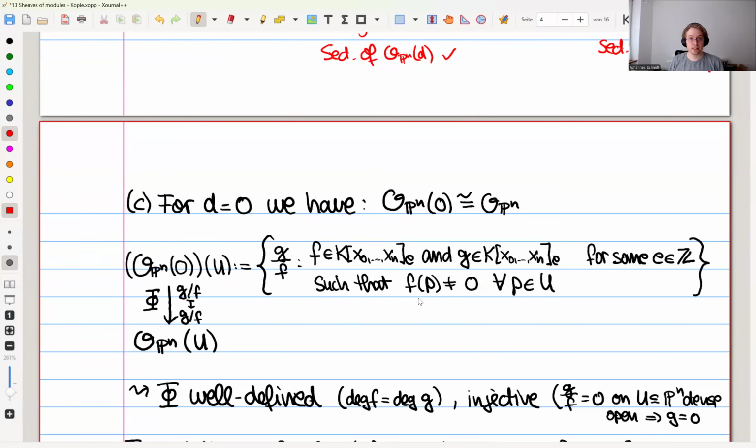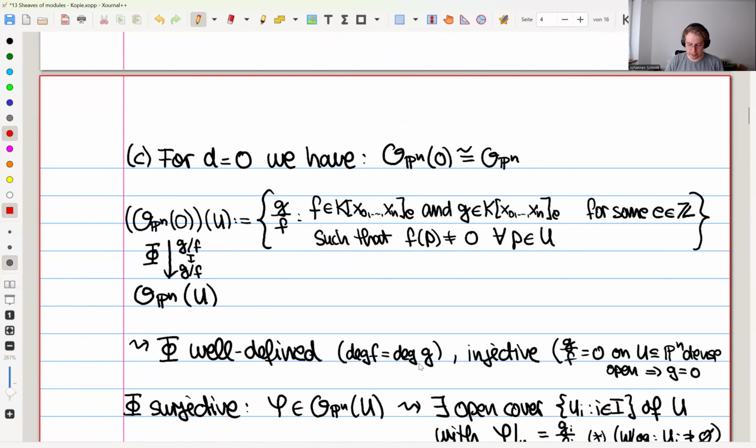So you're just globally the quotient of two homogeneous polynomials of the same degree. And we have seen this allows us to define a regular function on U. And so we can just send this G over F to the regular function G over F. This gives a well-defined map. This is because the degrees in this case are exactly the same. It's also injective because if something here maps to 0, then the regular function G over F is 0 everywhere on this open dense subset U. And this forces then G to be actually 0.